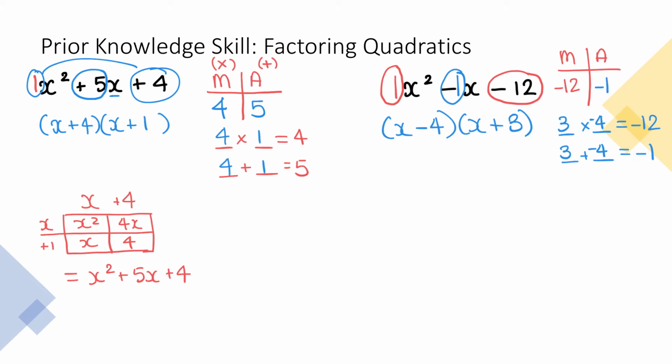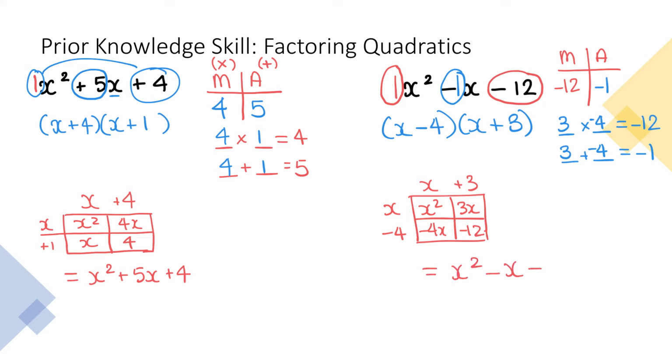And again, we can double check using our area model. So here we go. And I've got x minus 4, and I've got x plus 3. X times x is x squared. X times 3 is 3x. X times negative 4 is negative 4x. And negative 4 times 3 is negative 12. Add up my area. X squared. 3x minus 4x is negative x. Subtract 12, or negative 12. And then we can double check our work.